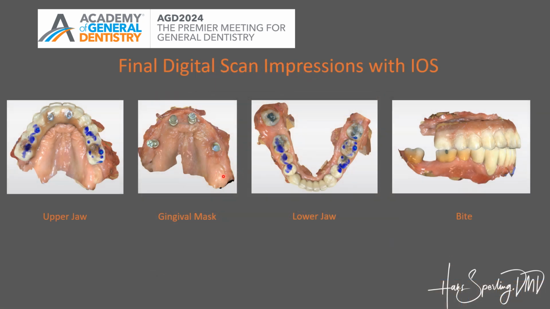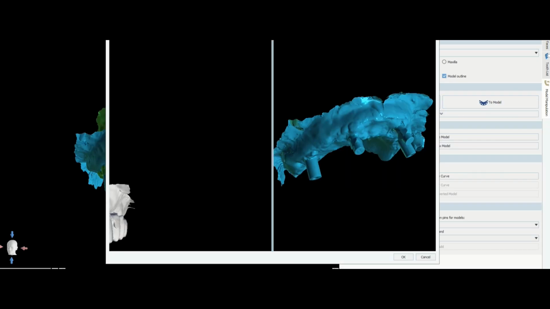So with my digital impressions, right, I have my new upper with the prosthesis, new upper without the prosthesis and the verification on the digital scan post. I have my lower teeth and I have my occlusion. So I just need to correlate both models.